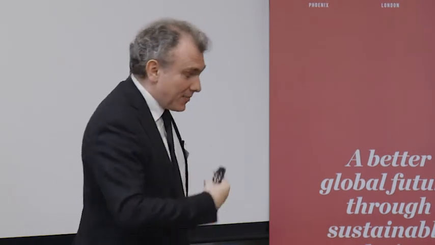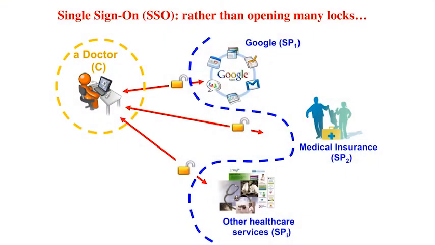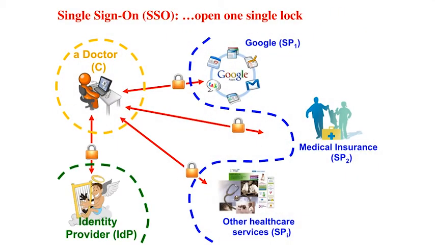Well, we can actually introduce some angelical entity, some entity that we all accept as good. And in this case, it could be just the hospital. And the hospital has a contract, really a proper contract, with Google, with the medical insurance and the other healthcare services that recognize the hospital's authority.